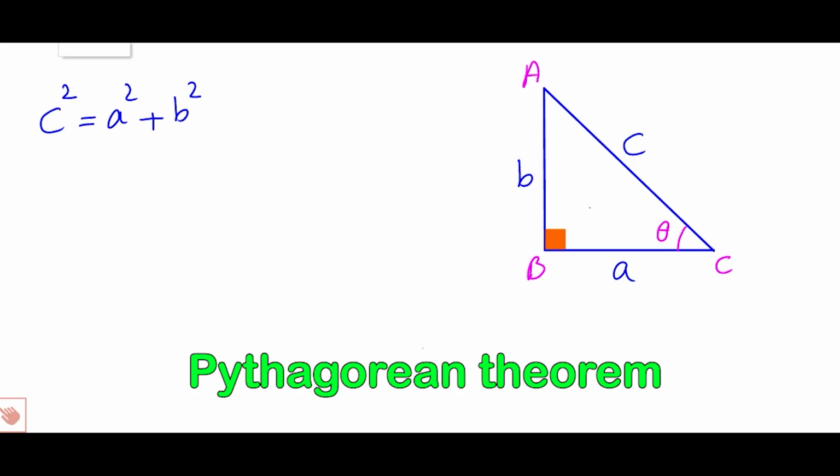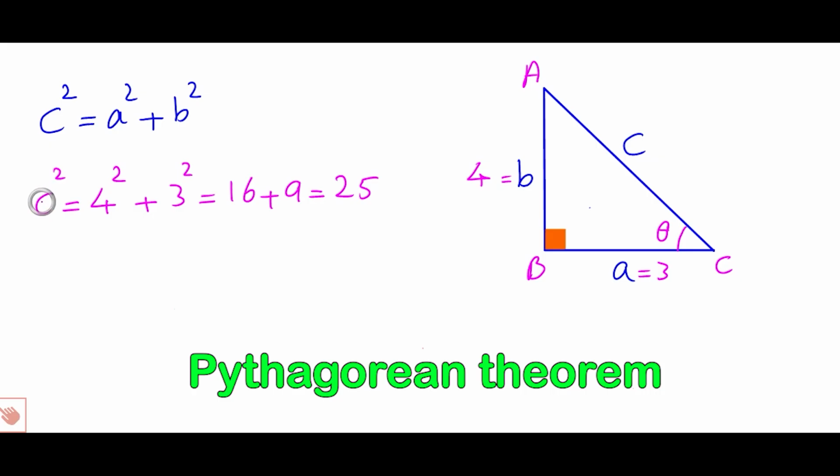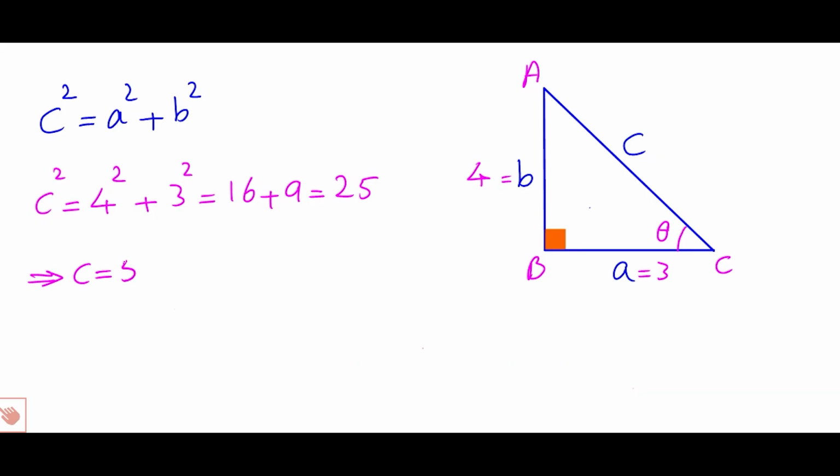For example, in this right triangle, A is 3 and B is 4. So C squared is equal to 4 squared plus 3 squared. It is 16 plus 9, which is equal to 25. So C squared is equal to 25, so C is equal to 5. And the hypotenuse is equal to 5.